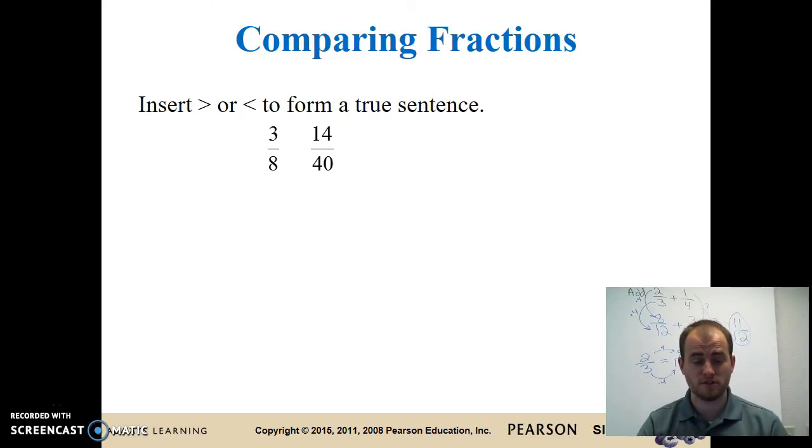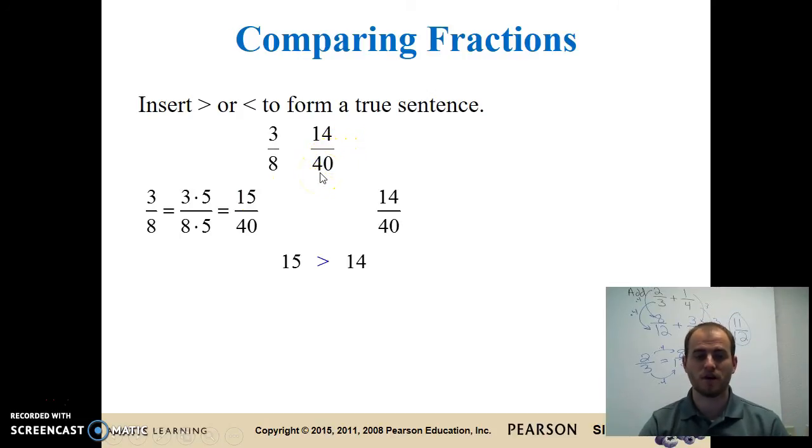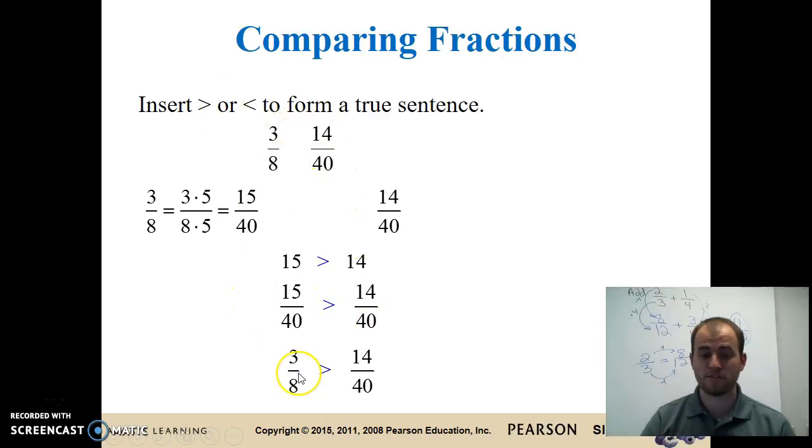To compare fractions, you need to get a common denominator. Okay, so the common denominator between 8 and 40 is 40. So if you rewrite 3/8 over 40, you'd have to multiply them both by 5, and you'd get 15 over 40. Now you can compare them. What's larger, 15/40 or 14/40? Well, 15/40 is 1 larger. So the answer is 3/8 is larger than 14/40. Now it's going to be tempting to leave it like this, but remember you have to answer the original question. 3/8 is greater than 14/40.